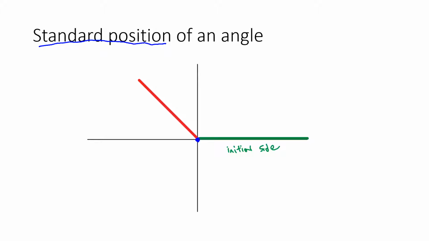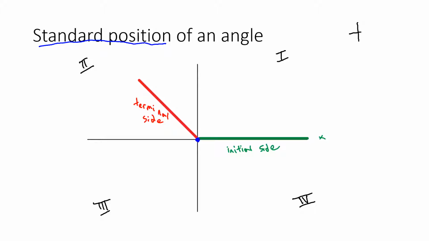We're going to put that on the x-axis. And we're going to have our terminal side be in any of the 4 quadrants. In this case, our terminal side is in quadrant 2. And if you ever forget how to number the quadrants, this is quadrant 1, this is quadrant 2, here's quadrant 3, and here's quadrant 4. So our terminal side is in quadrant 2.